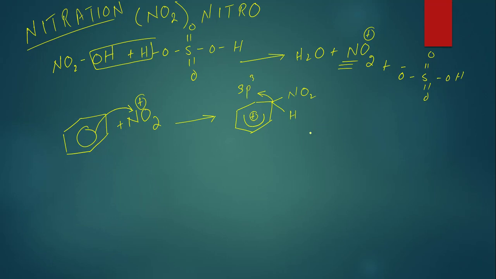Okay, in the next second step, HSO4 negative, this O will combine here, so you have to write HSO4 negative here. This negative will extract this hydrogen, so the electron of this hydrogen will go back and make a bond here. Once again there is restoration of the bond, and we will get nitrobenzene, NO2 nitrobenzene, and we will get back our H2SO4, that is our catalyst.